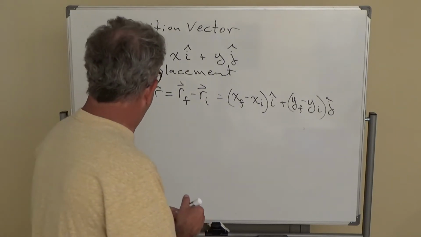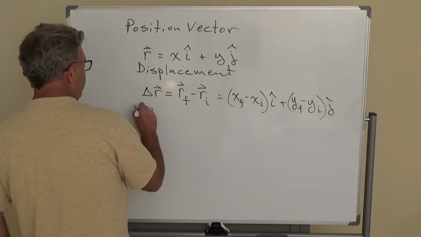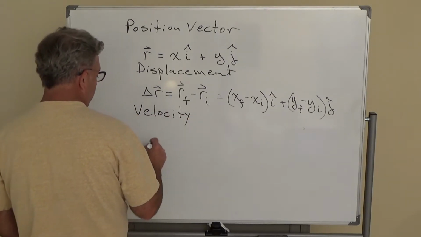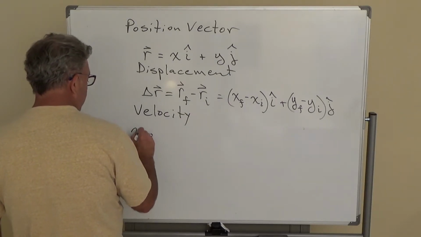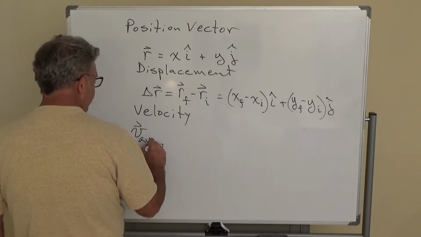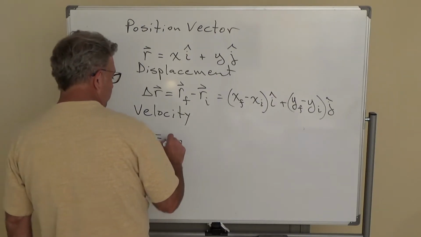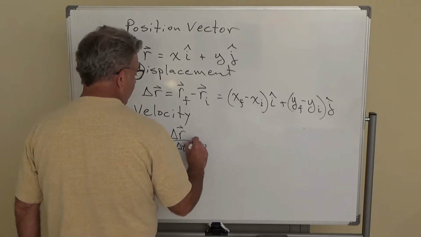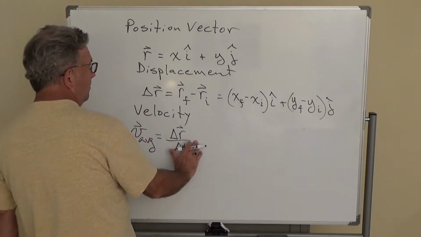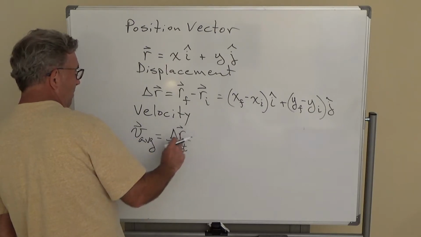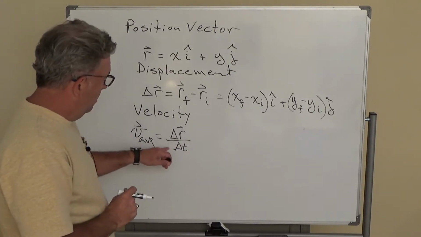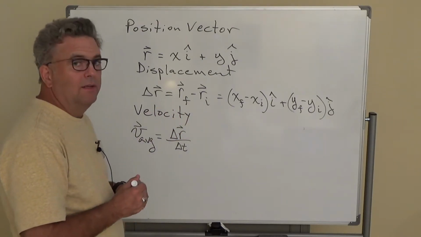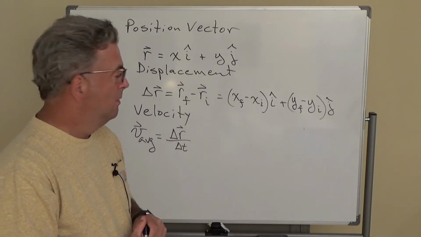You can immediately develop velocity from this in 2 dimensions. Velocity is v as a vector, and this would be the average velocity. This is equal to delta r divided by delta t, and that's this. I'm not going to write all that out. That's just this vector divided by the time.